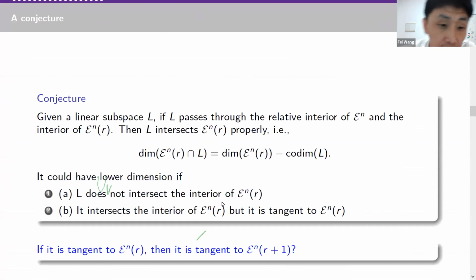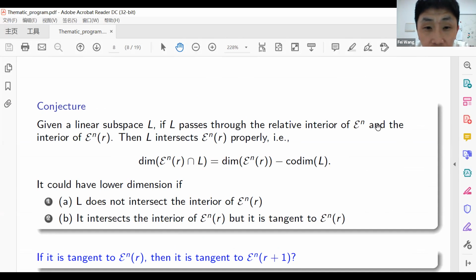So here I have a conjecture. The conjecture is the following. Given a linear subspace L, if L passes through the relative interior of the EDM cone and also passes through the interior of this r stratum, then L intersects this r stratum properly. By intersecting properly, I mean the dimension of the intersection of the r stratum with L is the dimension of the r stratum minus the codimension of L, right?